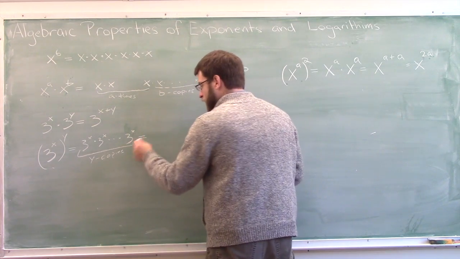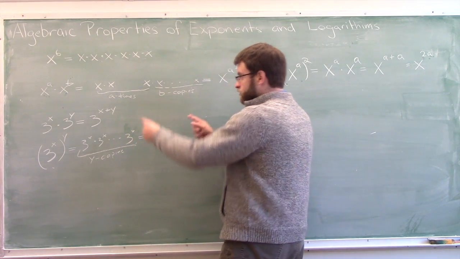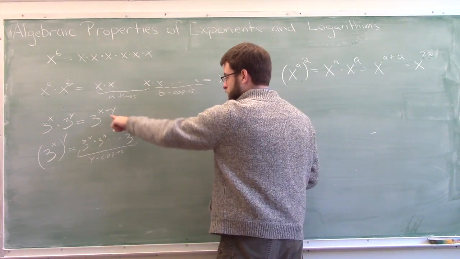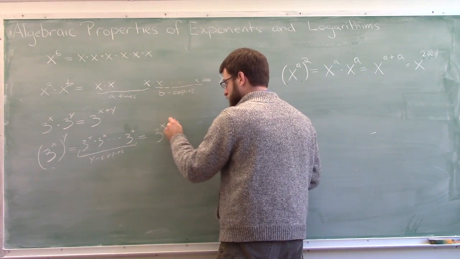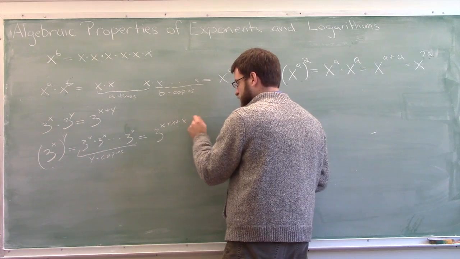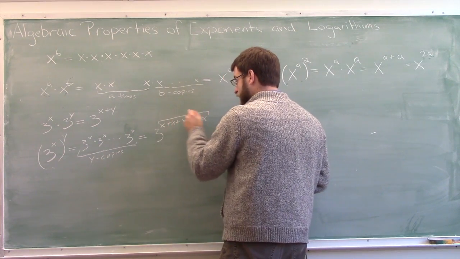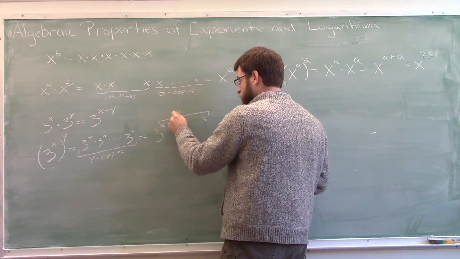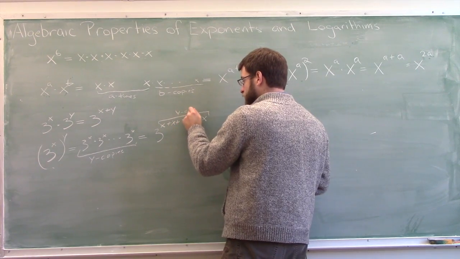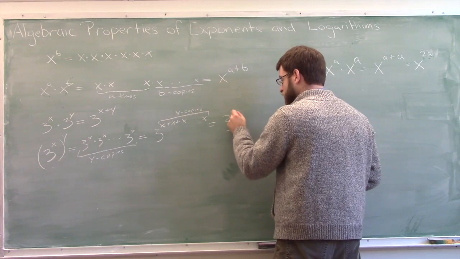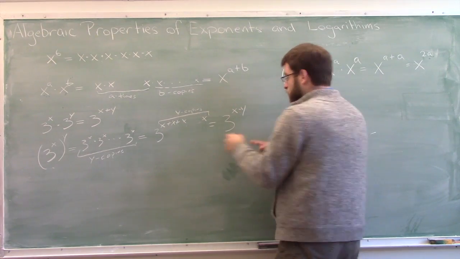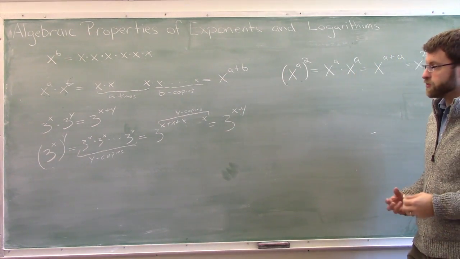All right? And then if we multiply those together using this addition rule for these exponents, I get 3 to the x plus x plus x. And now there are y copies of x in the exponent all added together. So finally, if we simplify that, we get 3 to the x times y, which is the same property that we had for exponents before.